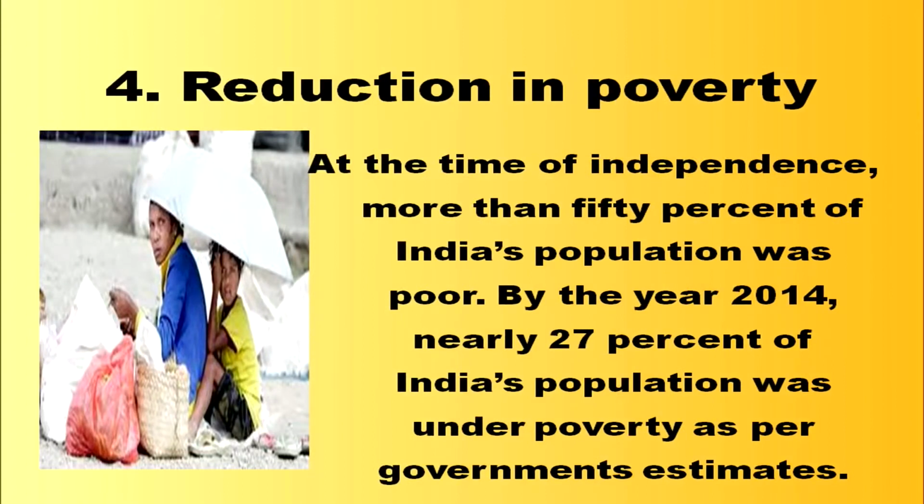The fourth objective has been reduction in poverty. At the time of independence, more than 50% of India's population was poor. By the year 2014, nearly 27% of India's population was under poverty as per our government's estimates.